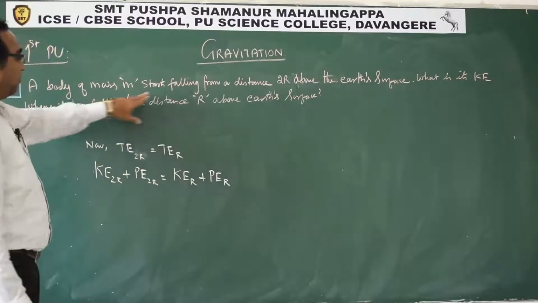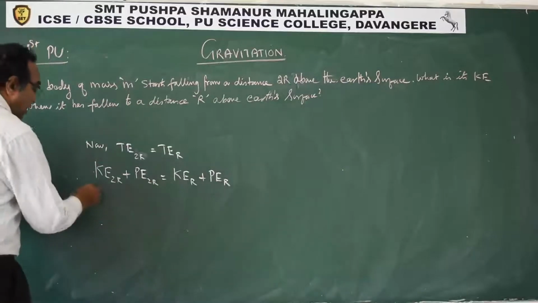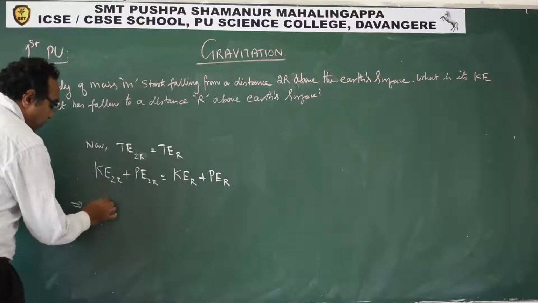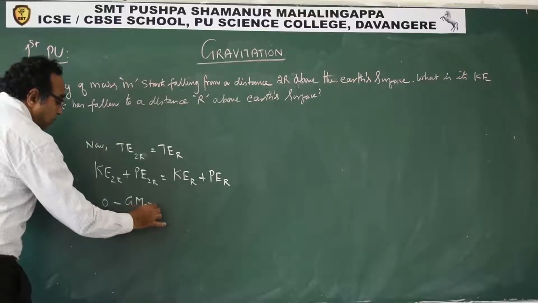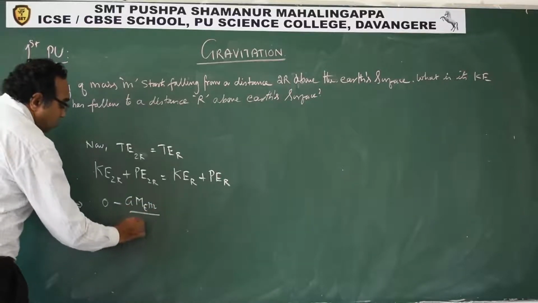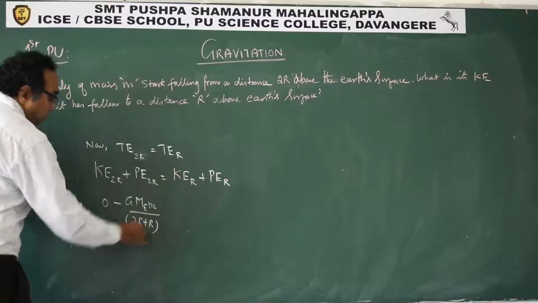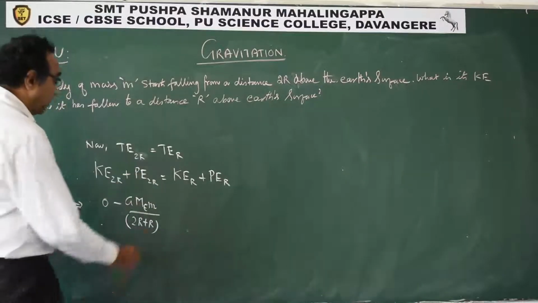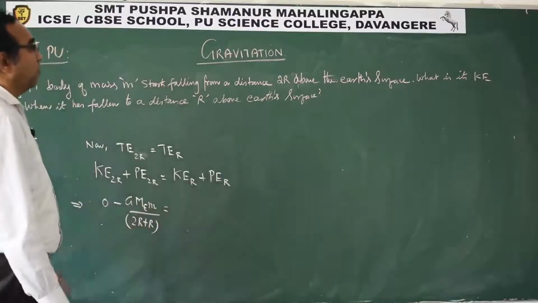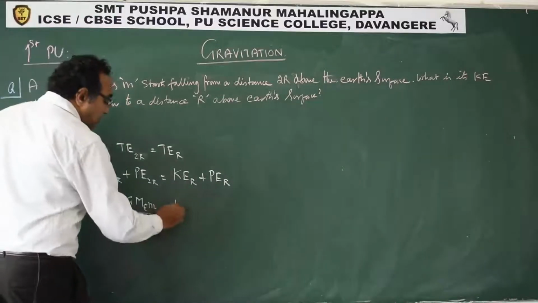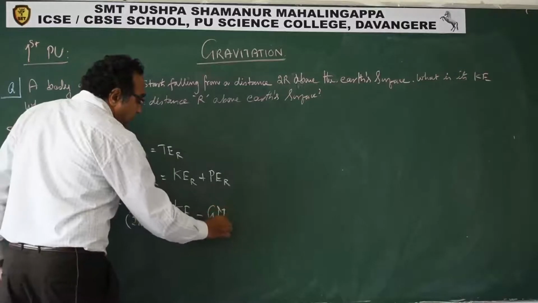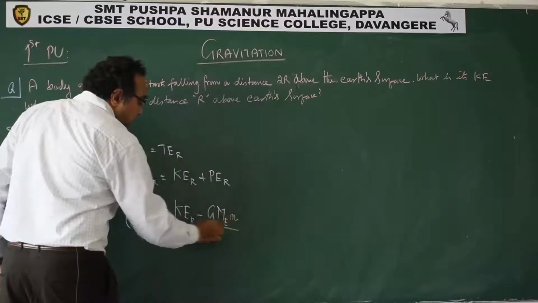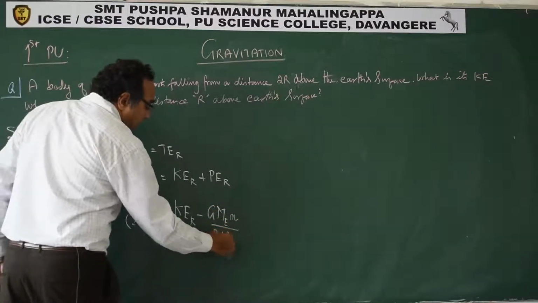Now clearly it says that it starts falling, so kinetic energy will be 0. Potential energy is minus GM by (2r plus r). This is equal to what is asked, its kinetic energy, which we need, minus GM by (r plus r). This is what we have.